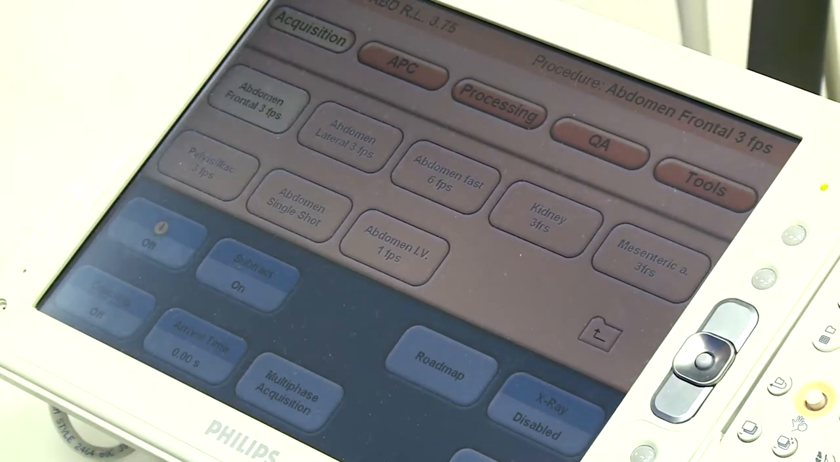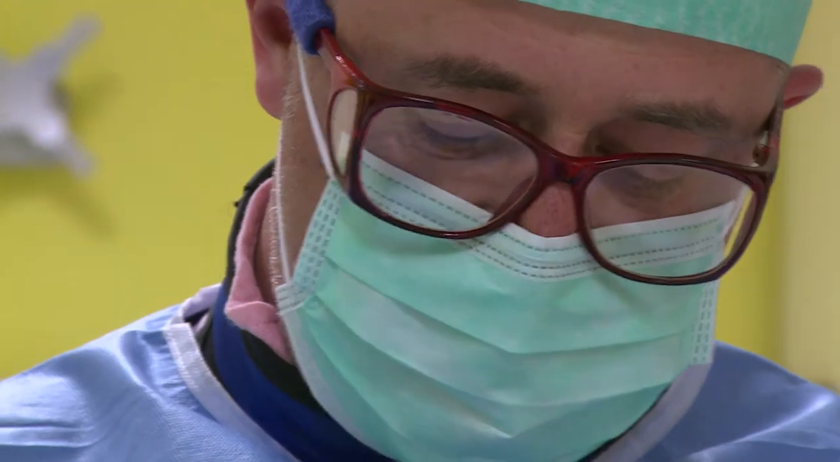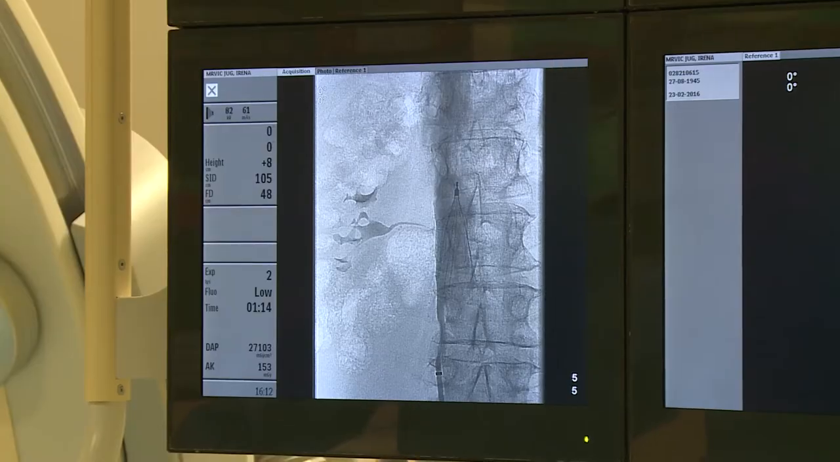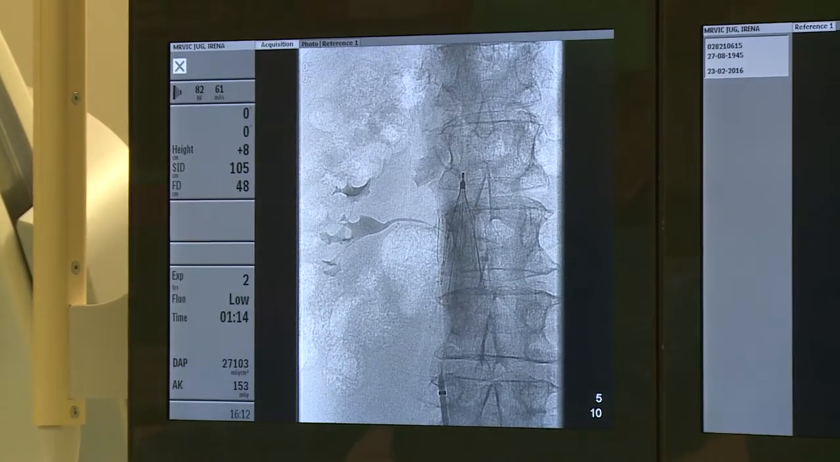The size of the image of the imaged area is also an important factor. Only the region which is really important to provide necessary information should be included in the image, because this will reduce the amount of tissue that is irradiated during the imaging procedure.